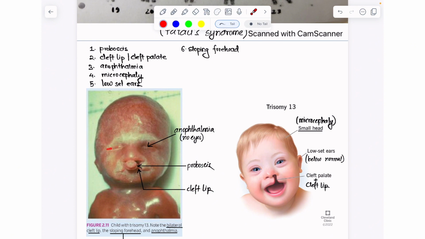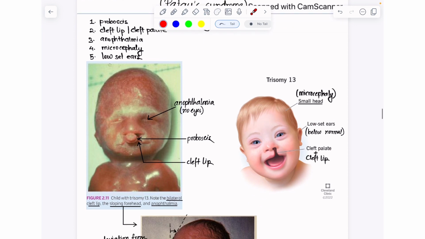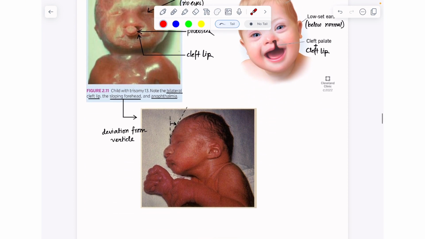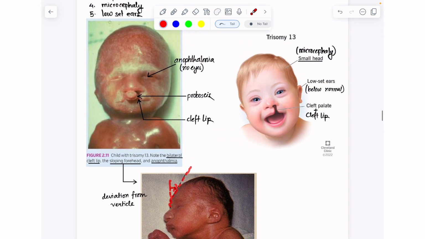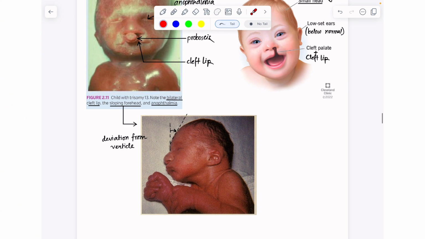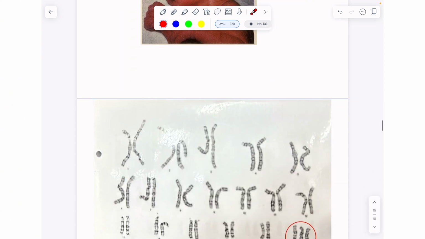Number five, low set ears, that is the ear is positioned below its normal position. Number six, sloping forehead, which is visible from the side view. So from side, you can see that forehead is certain standard deviation away from the vertical. So what we have? We have proboscis, cleft lip with cleft palate, anophthalmia, small head or microcephaly, and deviation from vertical, which is called sloping forehead.